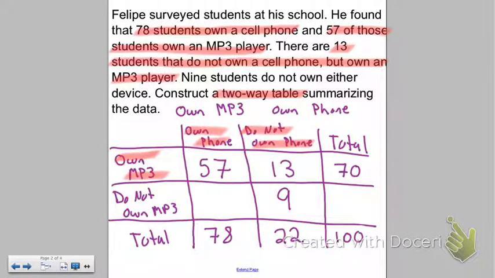Now to find the total of students who do not own an MP3 player, I can do my 100 for the total minus 70 to give me 30. Now to find the total of students who do not own an MP3 player but own a phone, I can do my 30 minus 9, which is 21. I also could have done 78 minus 57 and still gotten the same answer of 21.